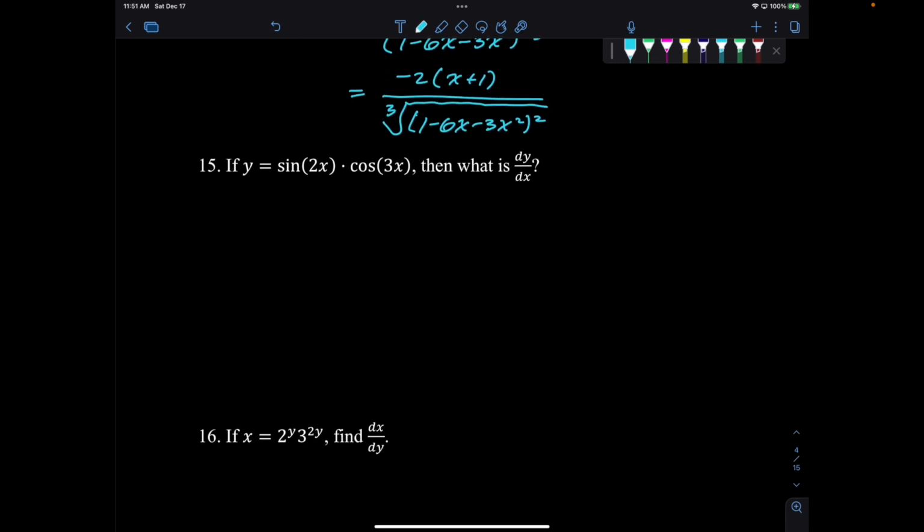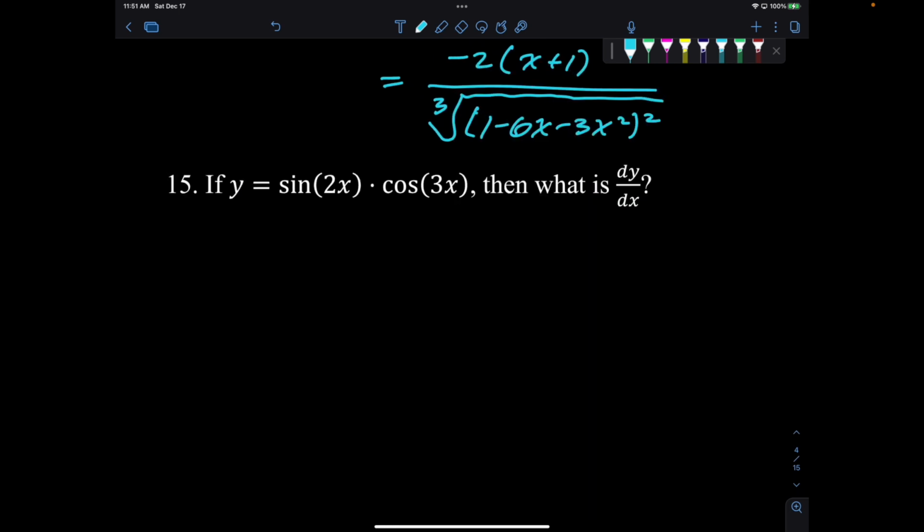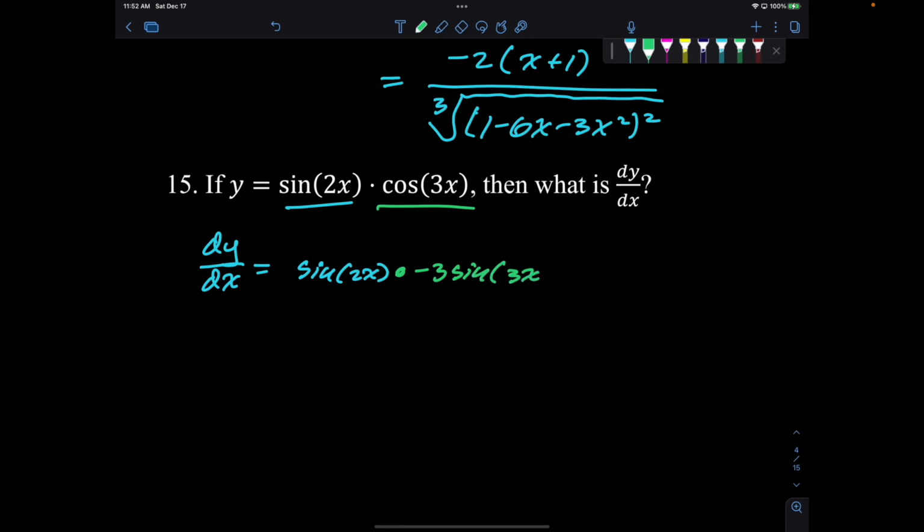All right, let's see what number 15 says. If y is sine of 2x times cosine of 3x, then what is dy/dx? I don't think there's anything special about this, so let's just product rule it. dy/dx: we got a first and a second, and I'm going to try to use the colors. So first times the derivative of the second. The derivative of cosine is negative sine, and then we get a 3 from the chain rule, negative 3 sine of 3x.